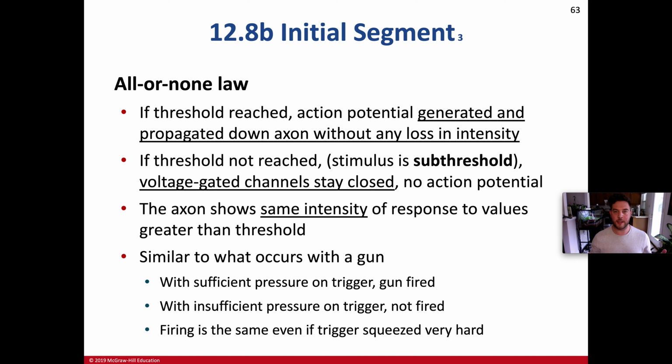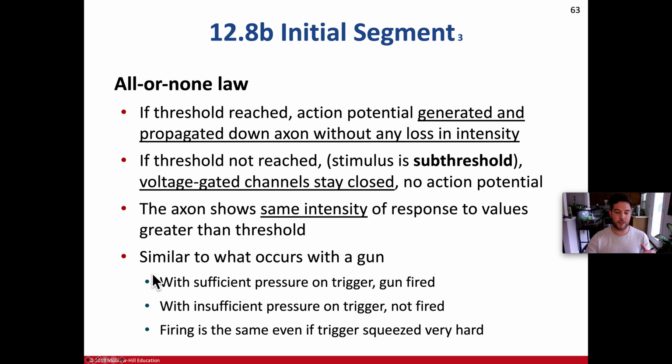Action potentials don't work like that. If an action potential is created, it will be just as strong no matter what. And as it goes down that conductive segment, it will not lose any of its intensity. It will stay the same. If threshold is not reached, the stimulus is considered to be subthreshold, and the voltage-gated channels will stay closed. So there's no action potential. The axon shows the same intensity of response to values greater than threshold.